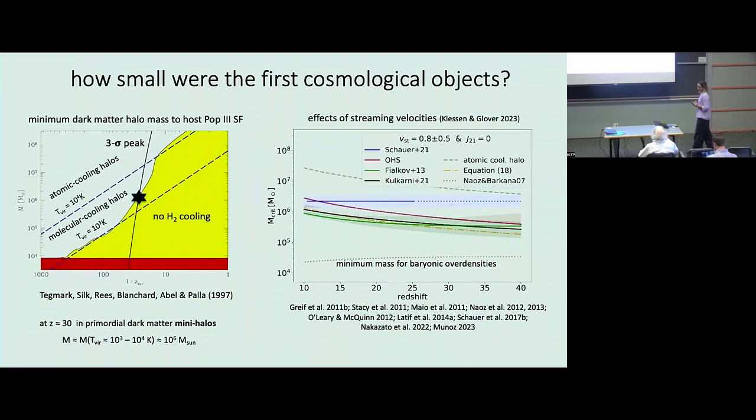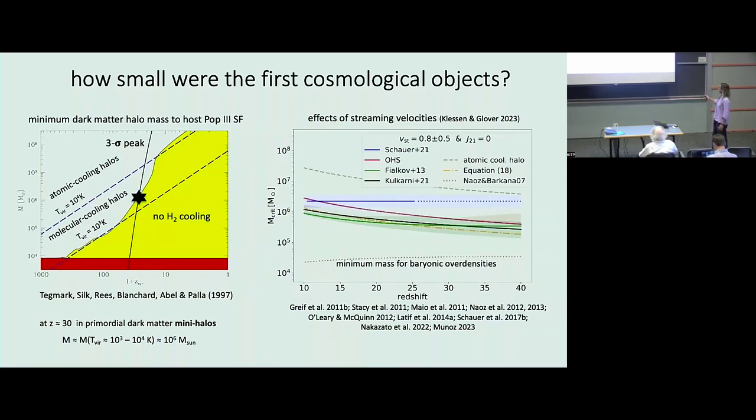And so clearly this is expected to reduce the baryon overdensity in these mini halos, to suppress cooling, and therefore to delay the onset of star formation, raising this minimum critical mass of dark matter halos where star formation can start. And you see here, again taken from the recent review by Ralf and Simon, the status of our understanding of the impact of streaming velocities.